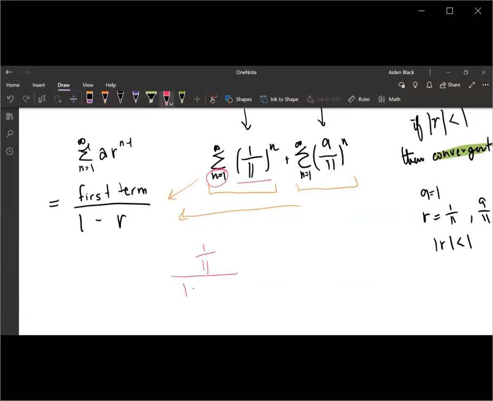So 1 divided by 11 to the 1 power is 1 divided by 11, and we divide it by the formula here. We have 1 minus the common ratio. That is the sum of the first series, and we add the sum of the second series. What is our first term? 9 divided by 11 to the 1, which is just itself, divided by 1 minus the common ratio, which is, in this case, 9/11.